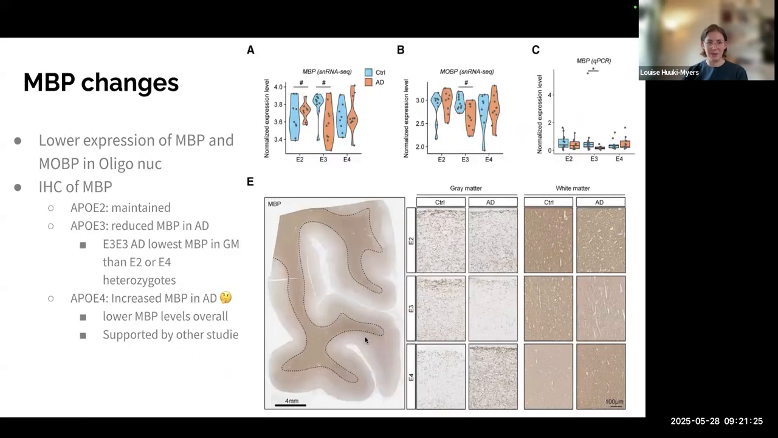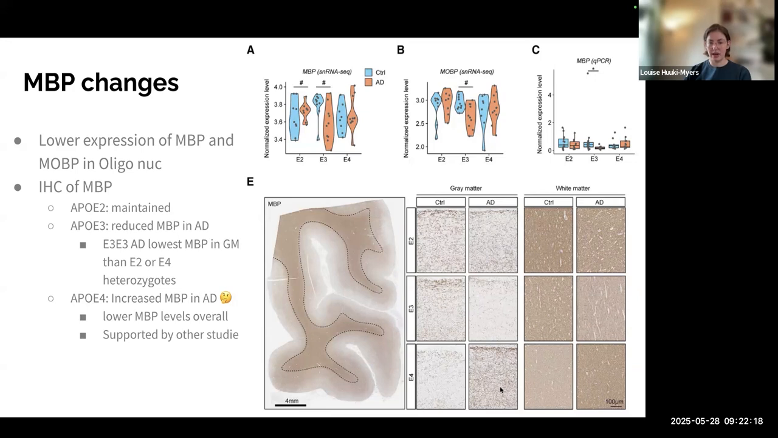And then to validate their MBP changes, they first looked at the normalized expression levels of MBP in their single nucleus groups, and they note that MBP is lower in E3 and E3 AD in their oligodendrocytes. To validate this again, we use a different kind of assay. We're doing immunohistochemistry of MBP on tissue, looking at gray matter and also white matter. In E2, it's maintained. In E3, we see a reduction of MBP. So you can see that this is lighter. But then interestingly and kind of surprisingly, you actually see an increase of MBP in AD.